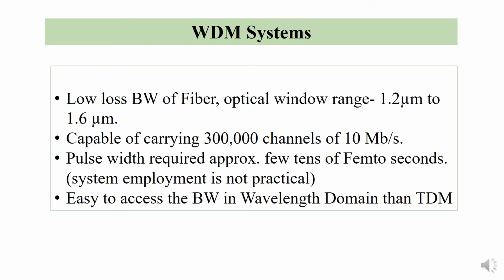WDM systems. Some of the properties are listed here. An optical window ranging from 1.2 micrometers to 1.6 micrometers. We call this the optical window range because here the loss is reasonably small for effective data transmission, and this supports up to 30 terahertz. In terms of communication channels, this bandwidth can effectively support 30,000 channels of 10 megabits per second. This is the kind of bandwidth typically needed to send a good quality video.